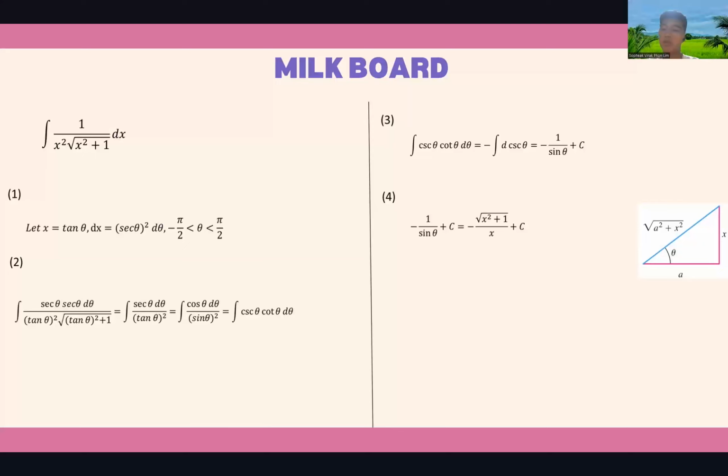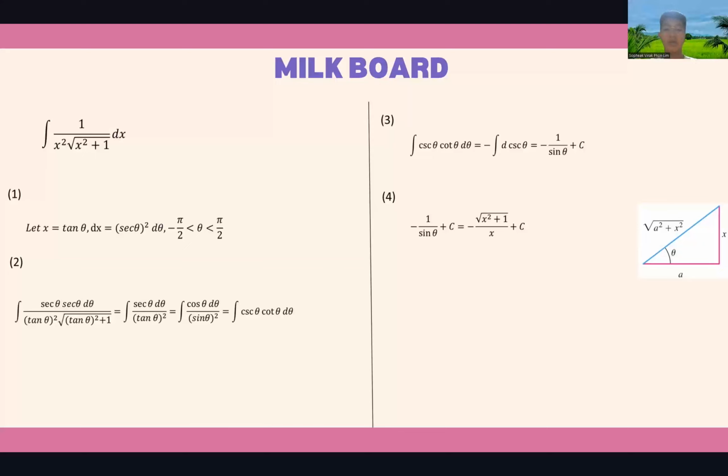So we know that the differential of cosecant theta equals minus cosecant theta cotangent theta d theta. So cosecant of theta equals 1 over sine theta. So in the third step, we have the answer of minus 1 over sine theta plus c.